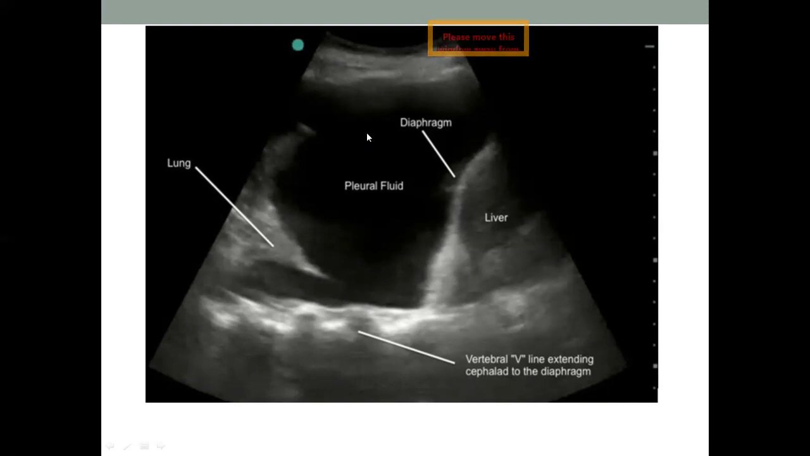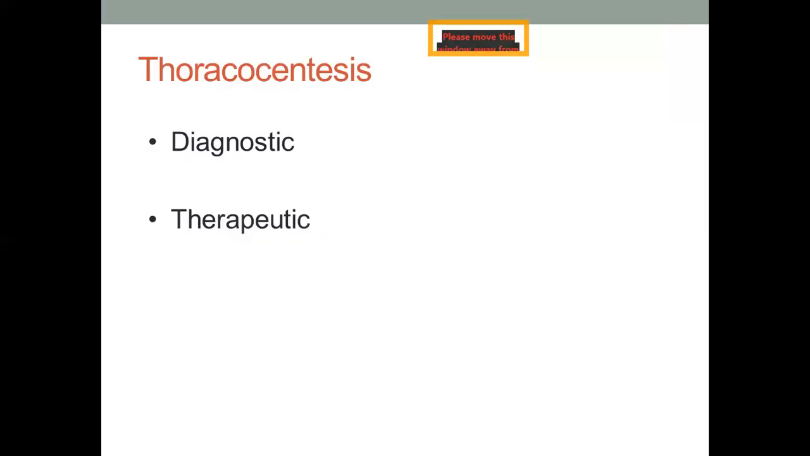We can differentiate transudative and exudative pleural effusion also on ultrasound chest. If there are whitish particles, movable, in this fluid area, then we can say that this might be exudative pleural effusion.